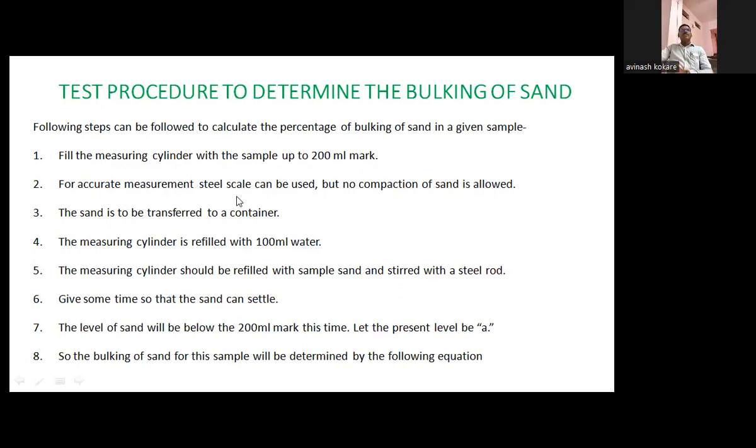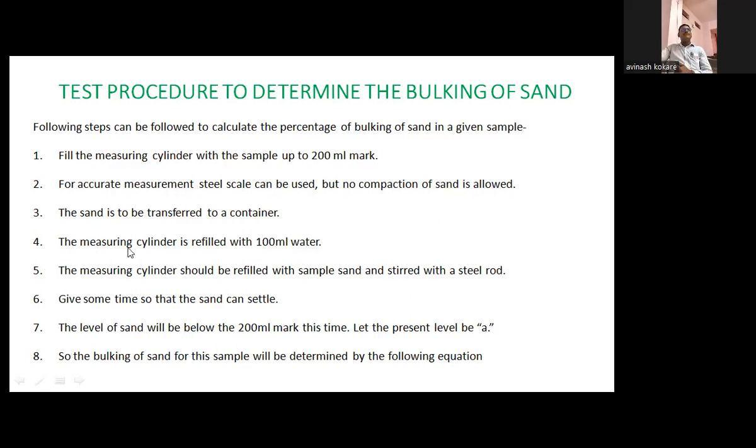Then an accurate measurement with a steel scale can be used, but no compaction of sand is allowed. It means we are not compacting the sand. Generally, we are filling the sand only to the depth of 200 mm. Then, in the third step, the sand is to be transferred to another container.